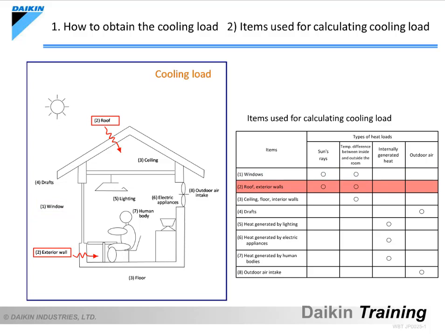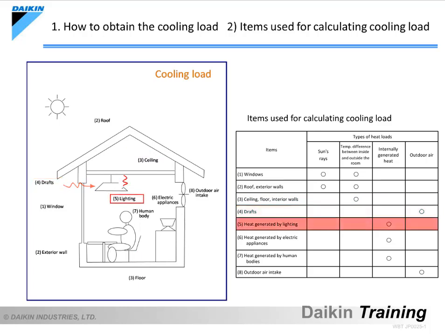As is the case with the windows on the exterior wall, this is calculated using the heat load from the sun's rays and the heat load from the difference between the outdoor and room temperatures. The third is the heat load from the ceiling, floor and interior walls. It is the heat load due to the difference in temperature between inside and outside the room. The fourth is the heat load due to drafts.